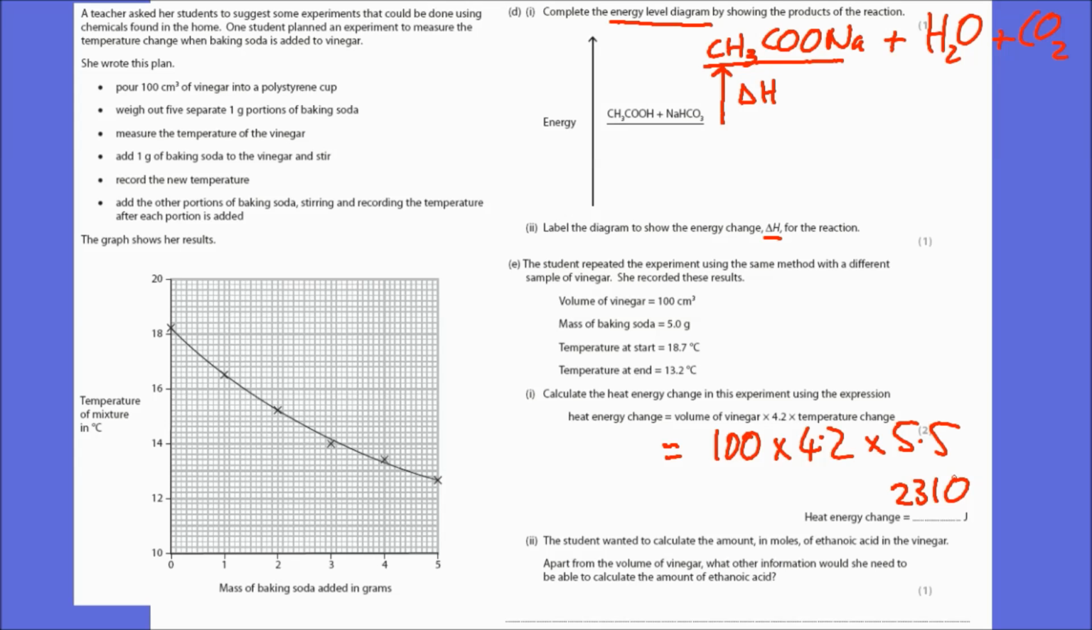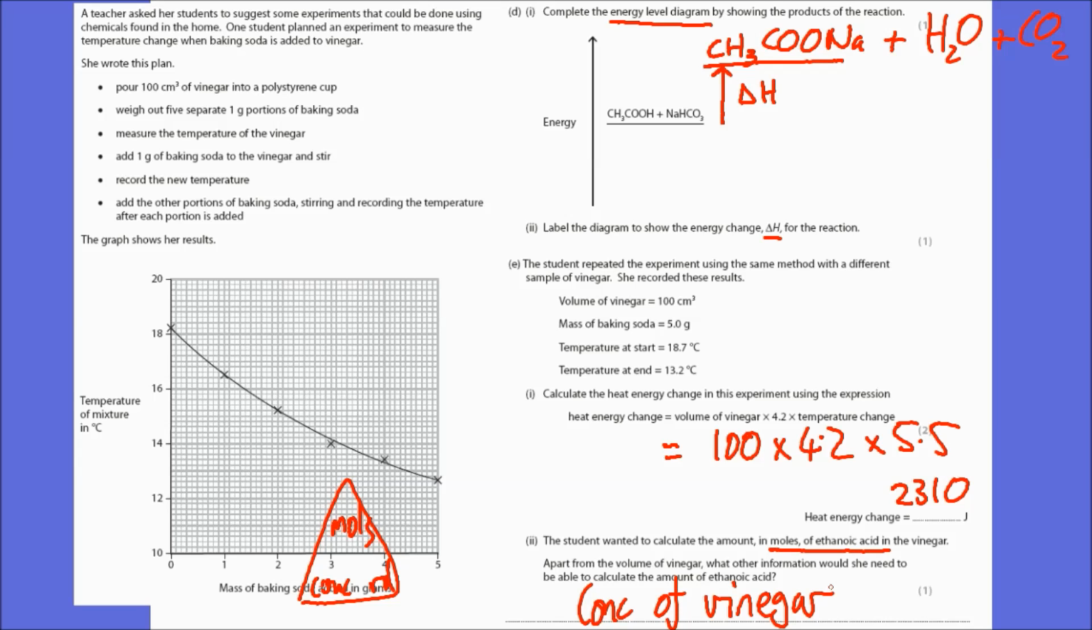Now, if you wanted to calculate the amount of moles in ethanoic acid, apart from the volume of vinegar, what else would you need to know? Now, for a solution, you should be thinking of using the equation that we've used all the way through the course, with moles on the top, concentration and volume. And if they ask you, apart from the volume, what else do you need to know to work out the moles? Well, you need to know the concentration of vinegar.